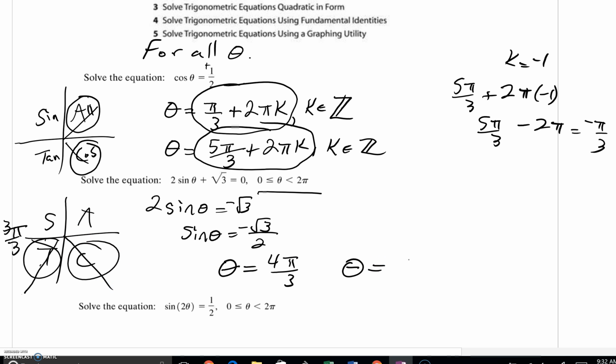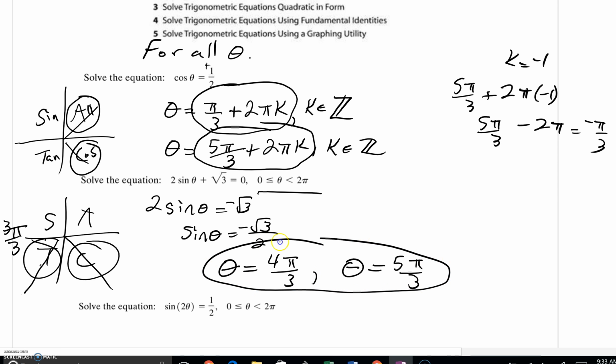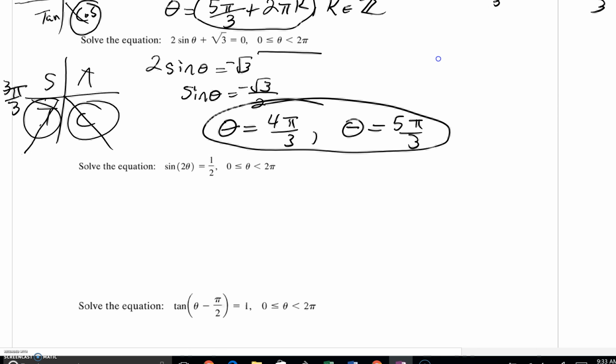Over here, you'd be at 5 pi over 3, right? So just 2 answers. Remember, when you had pi over 6, sine of pi over 6 is when you have a half, right? We doing okay? All right, let's keep going.